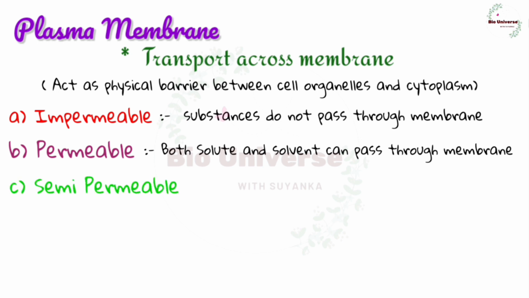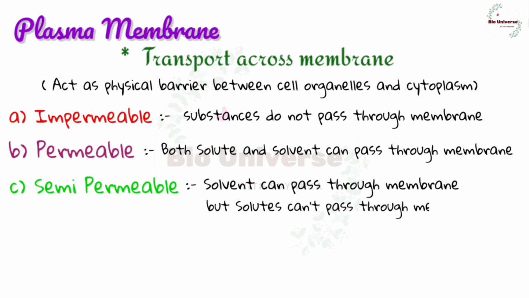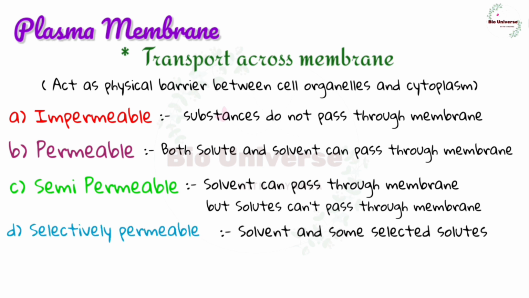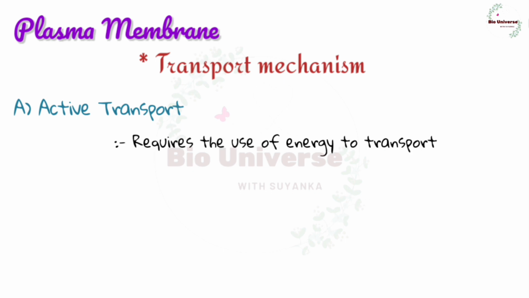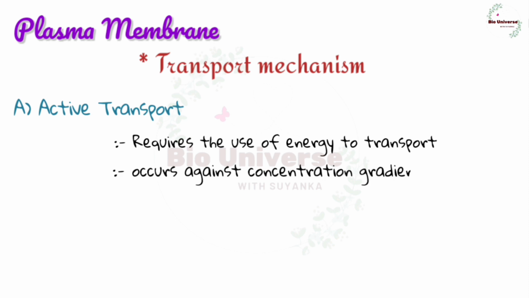Semi-permeable if the membrane is permeable to solvent but prevents the passage of solutes. Selectively permeable if the membrane allows the passage of solvent and some selected solutes. There are two types of transport mechanisms, active and passive. Active transport is a type of transport across the plasma membrane which requires the use of energy. It usually occurs against the concentration gradient.